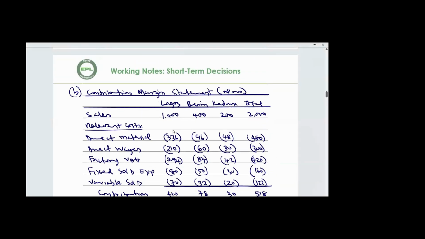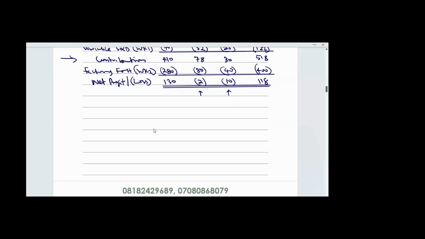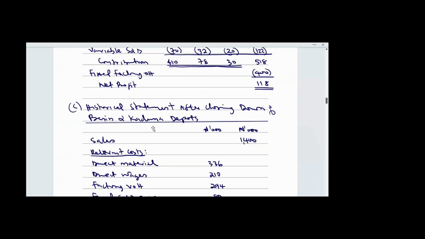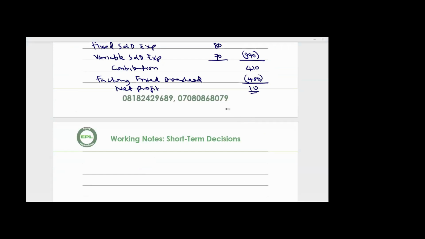You recall that currently the net profit of the organization is 118,000 naira. If the company does not close down Benin and Kaduna depots, the net profit is 118,000. If the company closes down Benin and Kaduna depots, the profit will drop to 10,000 naira. So what should be our advice? Should the company close down Benin and Kaduna? No, they shouldn't. The company should not close down Benin and Kaduna.